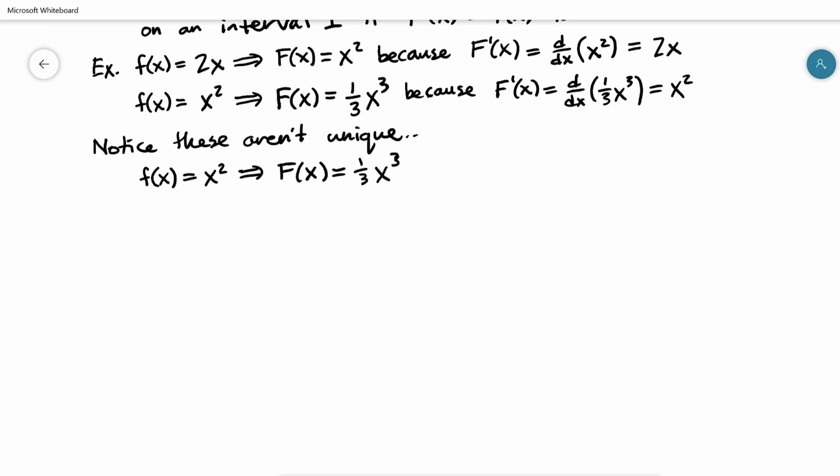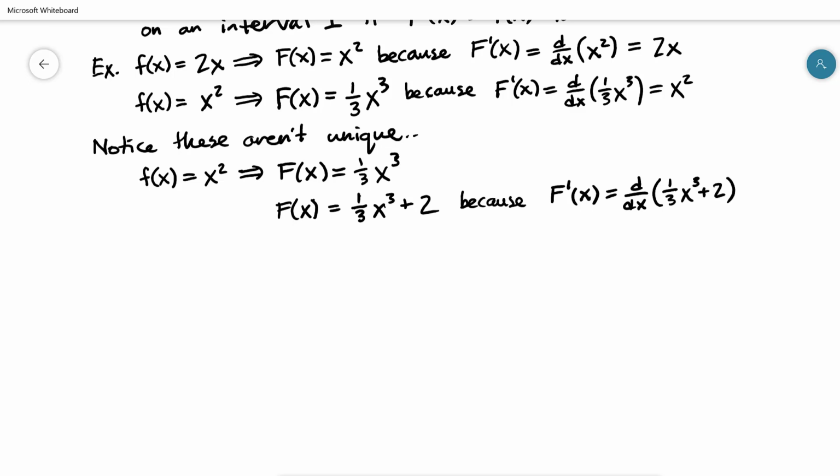But I could also have f of x be equal to 1/3 x cubed plus 2. Because f prime of x, when I take that derivative, so when I take d dx of 1/3 x cubed plus 2, taking the derivative of the 1/3 x cubed will give us the x squared that we're looking for, and the derivative of the 2 will be nothing. It's 0. The derivative of a constant is 0.